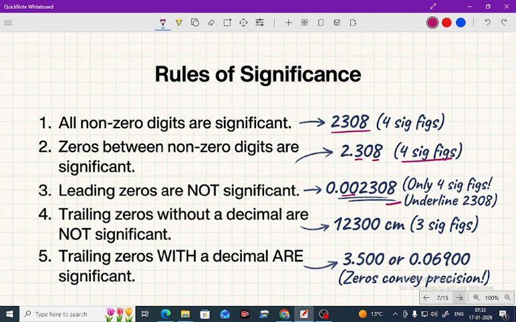Trailing zeros without a decimal are not significant. So here there are only three significant figures. These trailing zeros are not significant figures. Trailing zeros with a decimal are significant. With a decimal, the trailing zeros convey precision, right? So trailing zeros with a decimal are significant. These are the rules of significance.